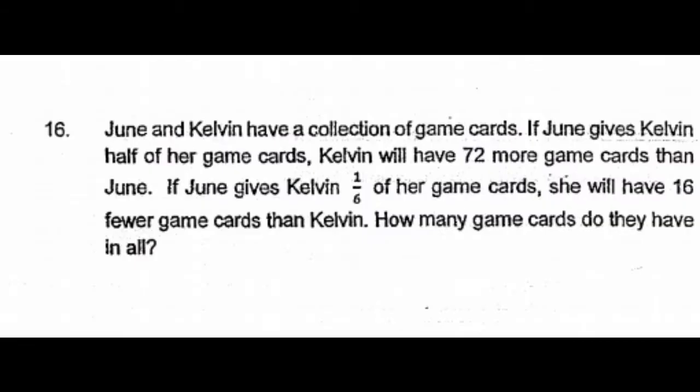Hello kids, let's look at question number 16 from River Valley Primary School, 2019 SA1 paper. June and Kelvin have a collection of game cards. If June gives Kelvin half of her game cards, Kelvin will have 72 more game cards than June. If June gives Kelvin 1/6 of her game cards, she will have 16 fewer game cards than Kelvin. How many game cards do they have in all?